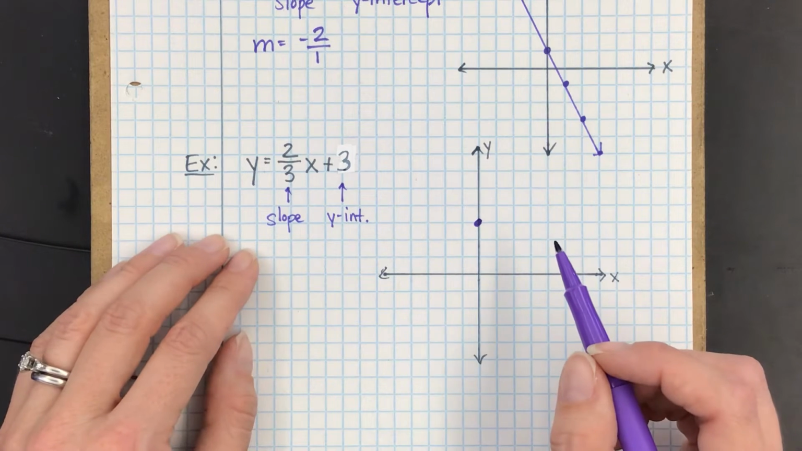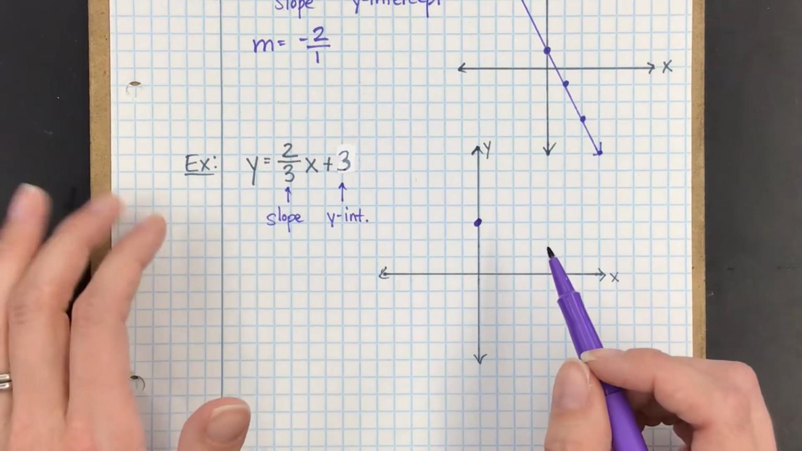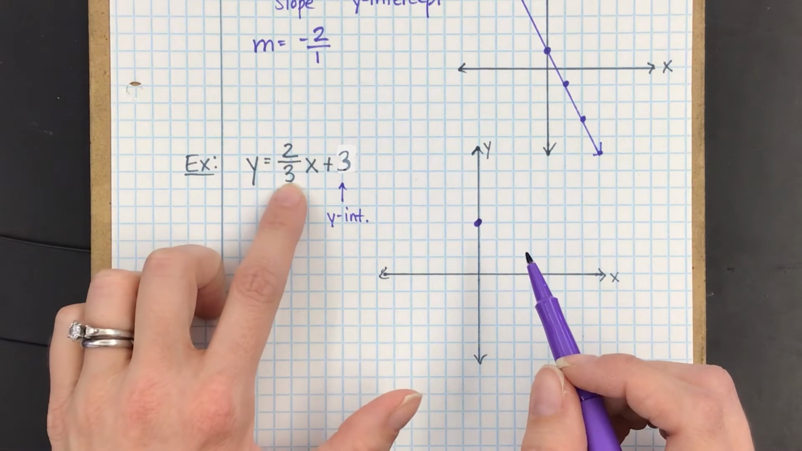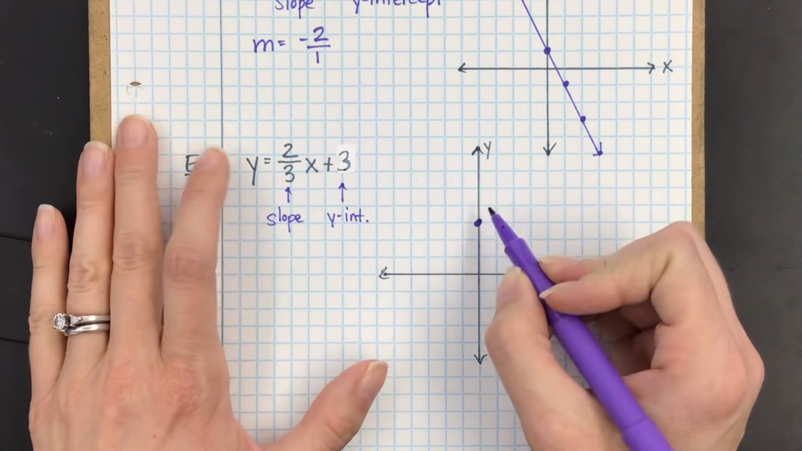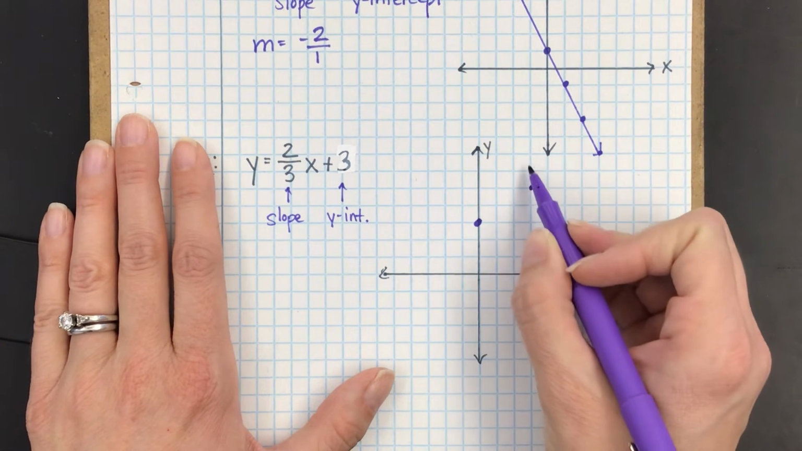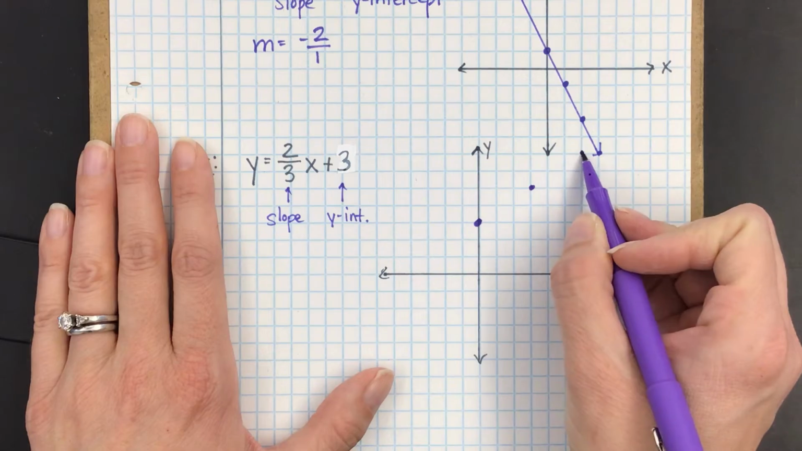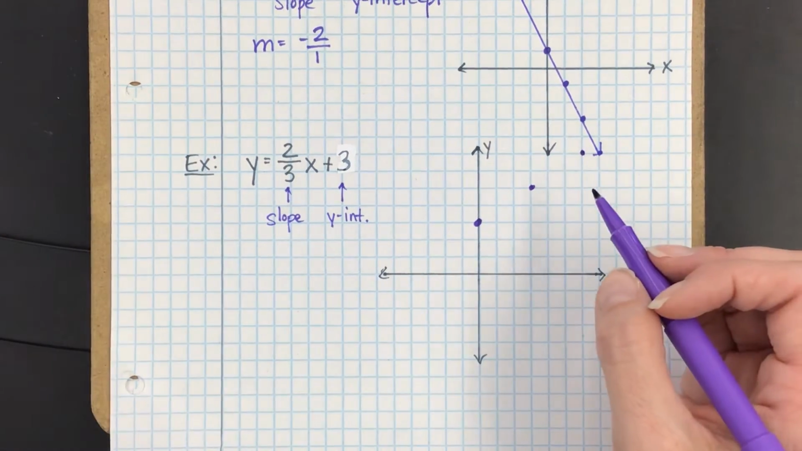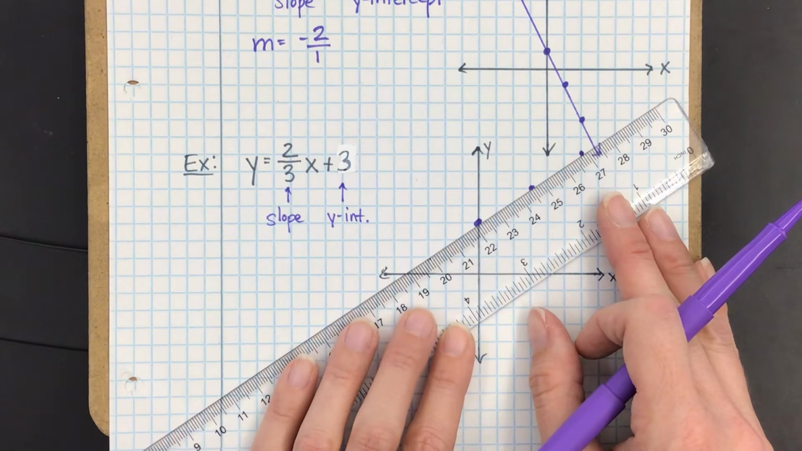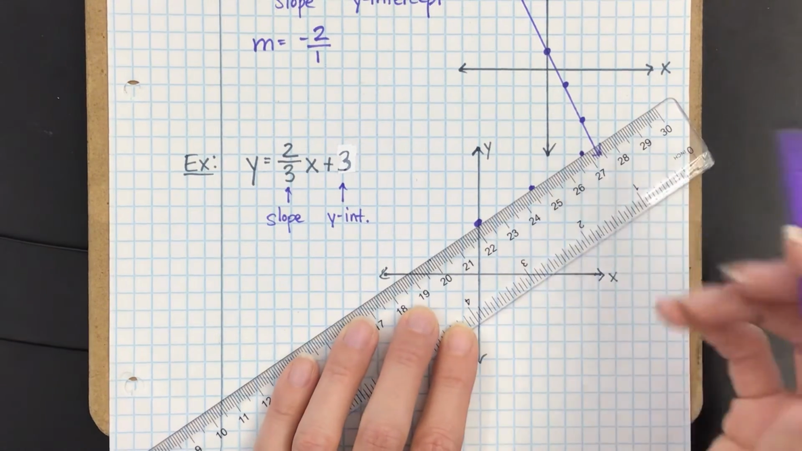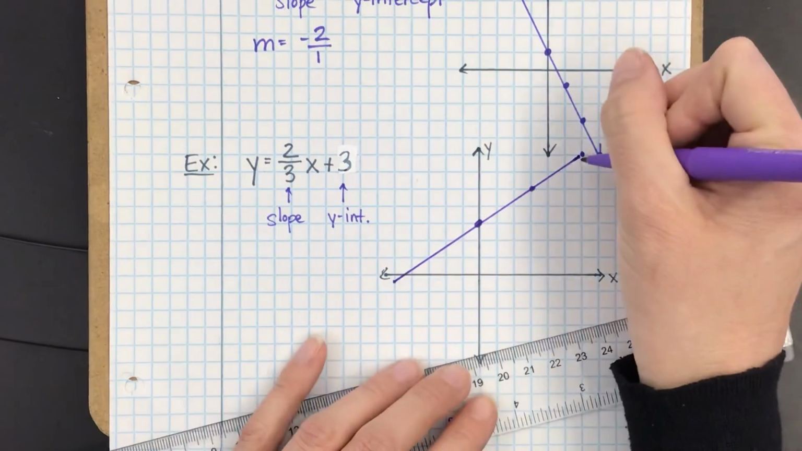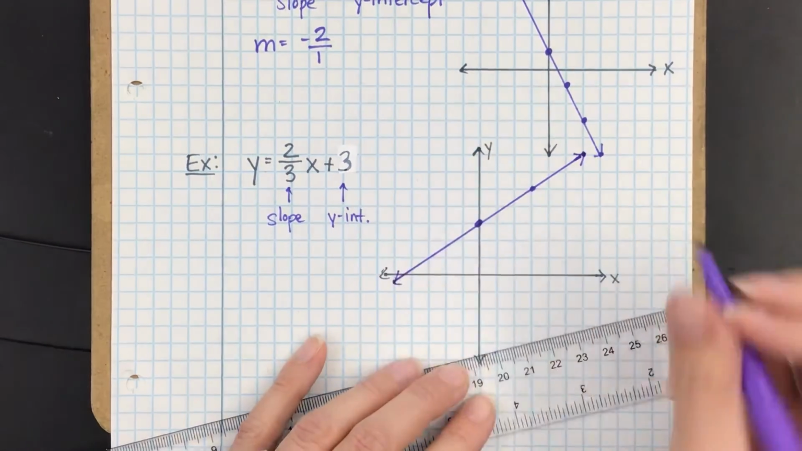Now, the slope is positive and it's 2/3. The top number is your rise, the bottom number is your run. So that means we can rise up 2, run 3. Rise up 2, run 3. And we're kind of going off our graph a little bit, but you get the idea here. And there's your line.